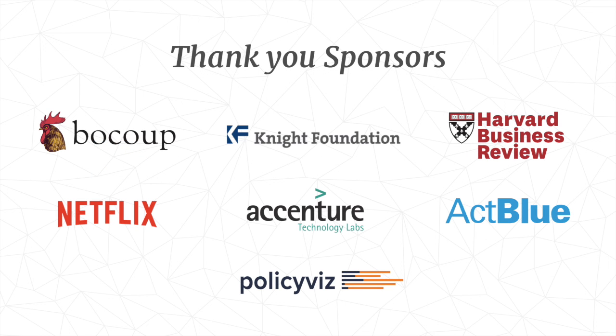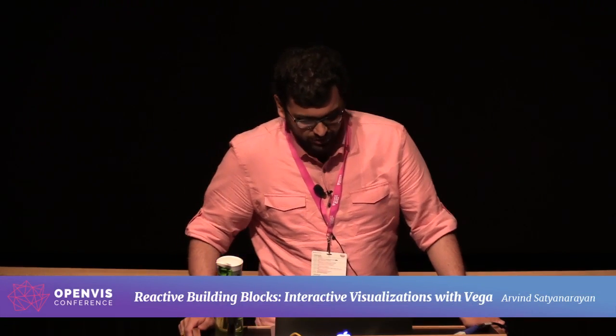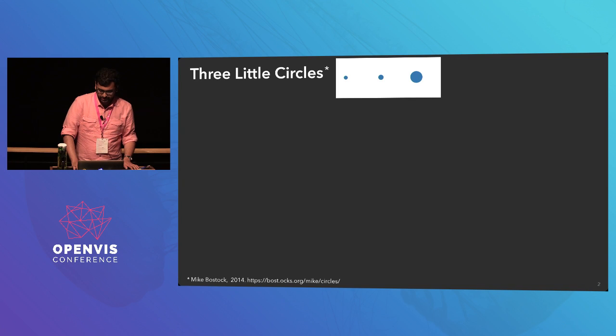Hi, I'm Arvind, and I'm excited to show you how to build interactive visualizations with Vega, which is a visualization language that we've been developing at the University of Washington Interactive Data Lab. But before we dive into Vega, I wanted to start with three little circles, borrowing one of Mike Bostock's D3 tutorials from a couple years ago.